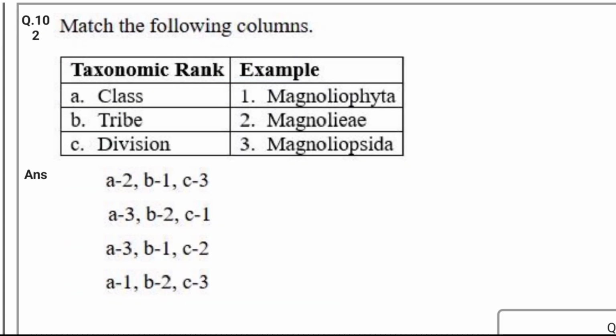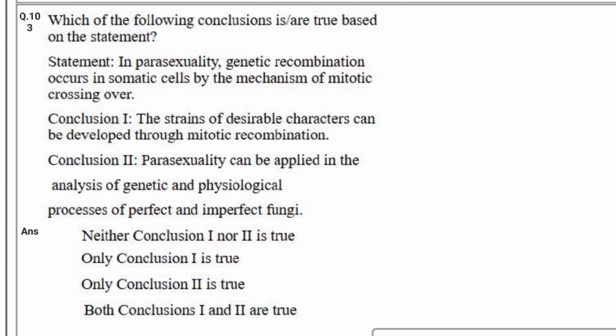Match the following columns. Here two lists are given. You have to match list 1 with list 2. Class is related to Magnoliopsida. Tribe is related to the second one, that is Magnoliae. Division is related to Magnoliophyta. So the second one is the correct answer. Let's see the next question.